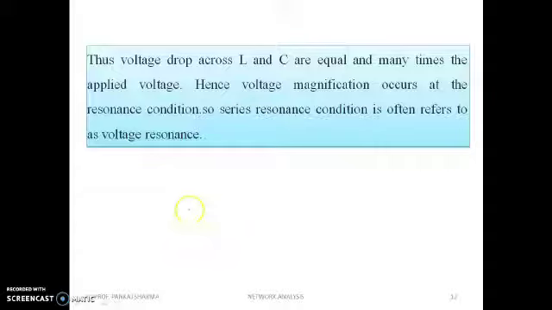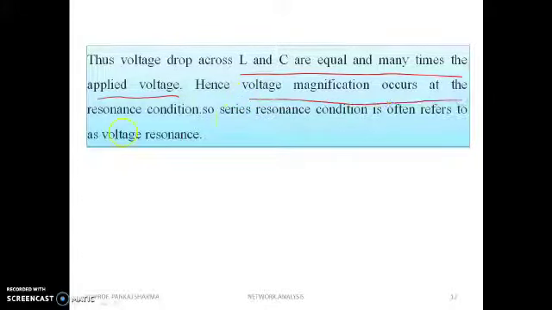Thus, voltage drop across L and C are equal. You can see voltage drop across L and C are equal, and many times the applied voltage. In comparison with the applied voltage, this is manifold. Hence, voltage magnification occurs at the resonance condition. So, series resonance condition is often referred to as voltage resonance.